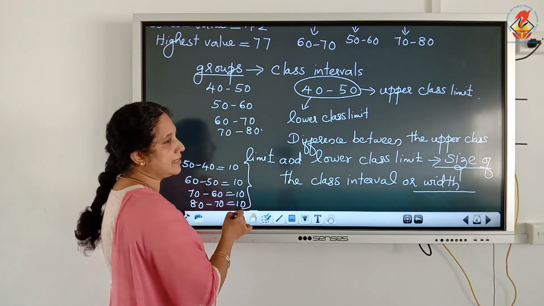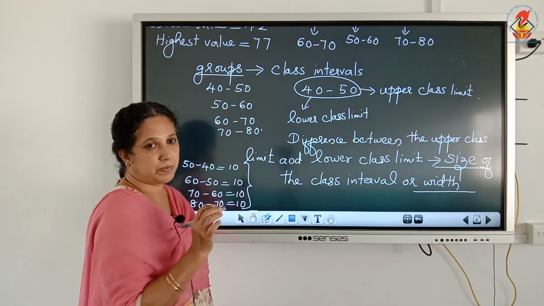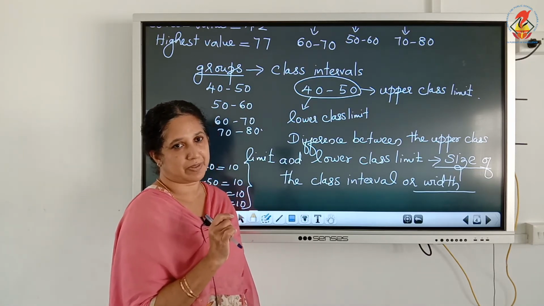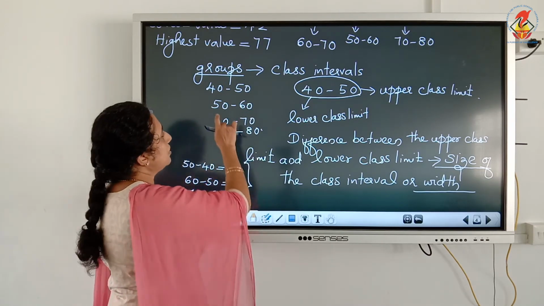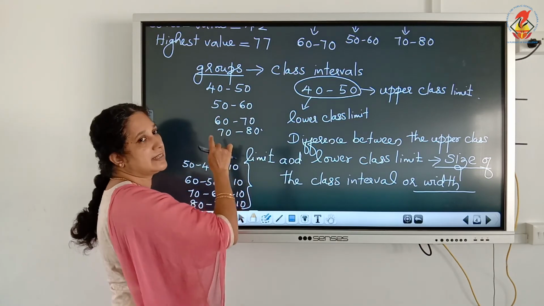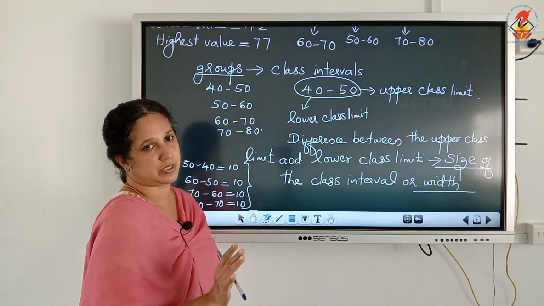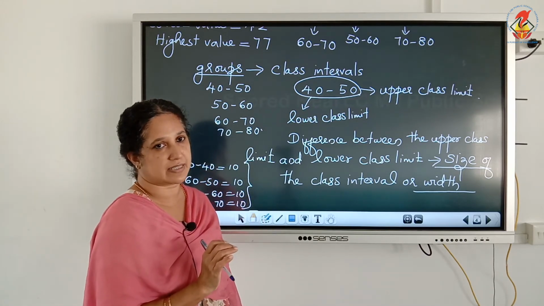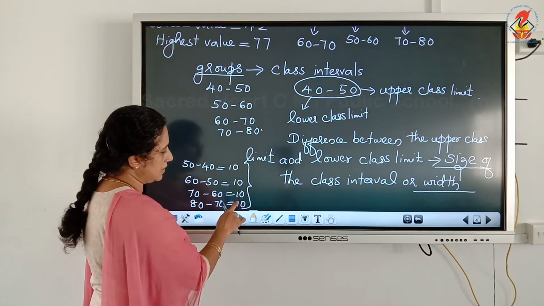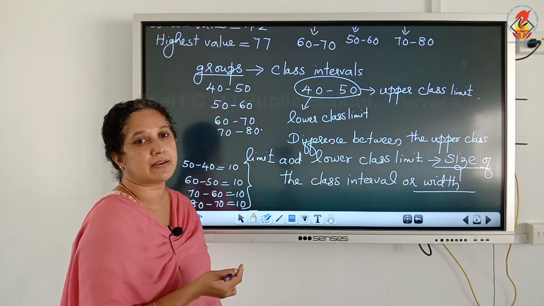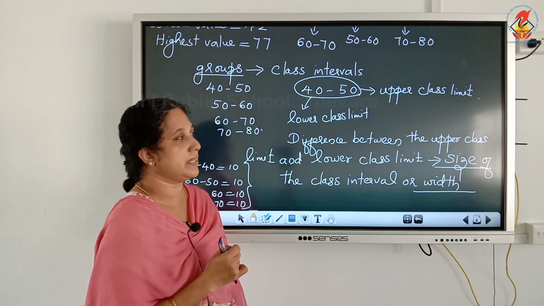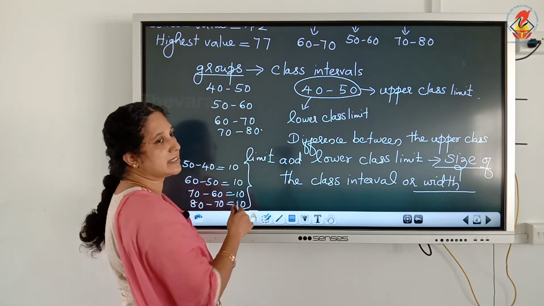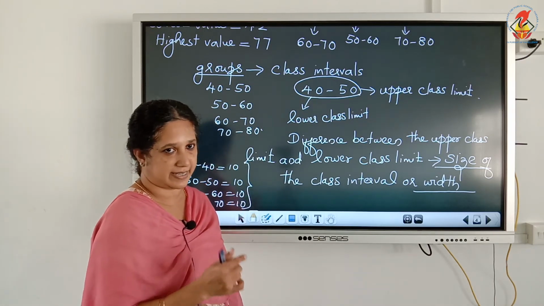Therefore we can say that when you make the groups, the width or size should remain the same. When you select the groups, you cannot select 40 to 50 and the next one 50 to 55, not possible. The size should remain the same for all the class intervals. The size, or the width, means the difference between the upper class limit and the lower class limit, and here the size of the class interval is 10.